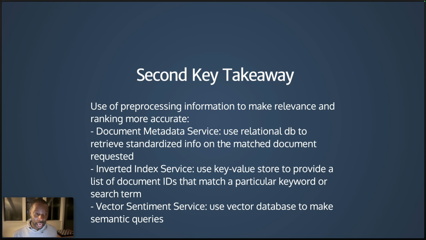The second key takeaway is the use of pre-processing information to make relevance and ranking more accurate. The 3 we have are the document metadata service, which uses a relational database to retrieve standardized info on the matched document requested. The inverted index service, which uses a key value store to provide a list of document IDs that match a particular keyword or search term. And lastly, the vector sentiment service, which uses vector databases to make semantic queries.